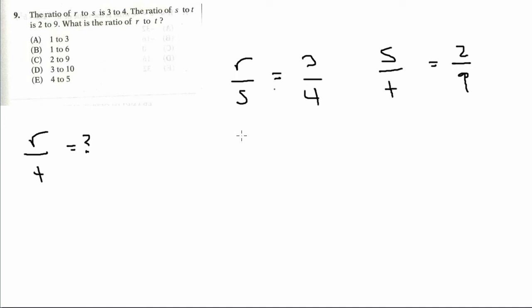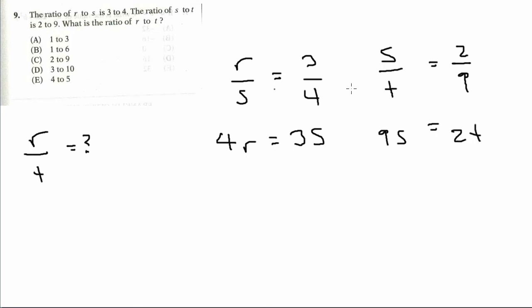Okay, so to make things a little simpler here, I'm going to get rid of the fractional parts. So multiply both sides here by 4, 4R equals, and then also by S, 3S. Then I do the same thing here, and I'll end up with 9S equals 2T.